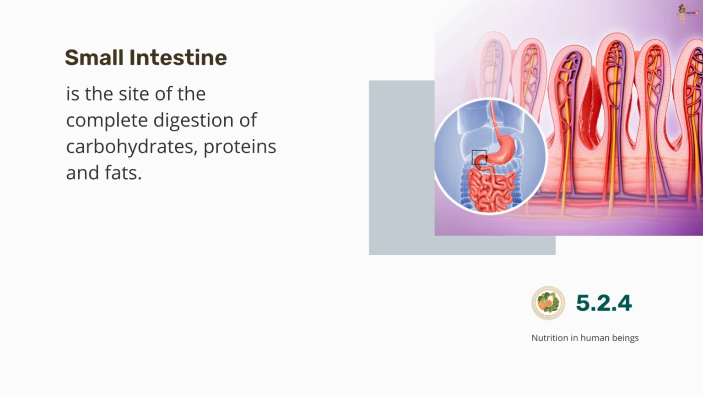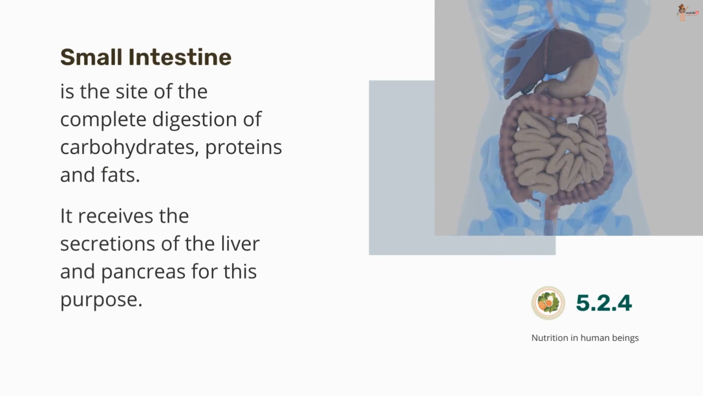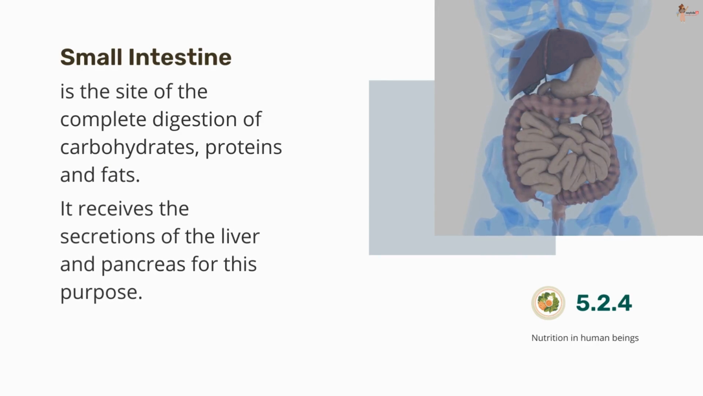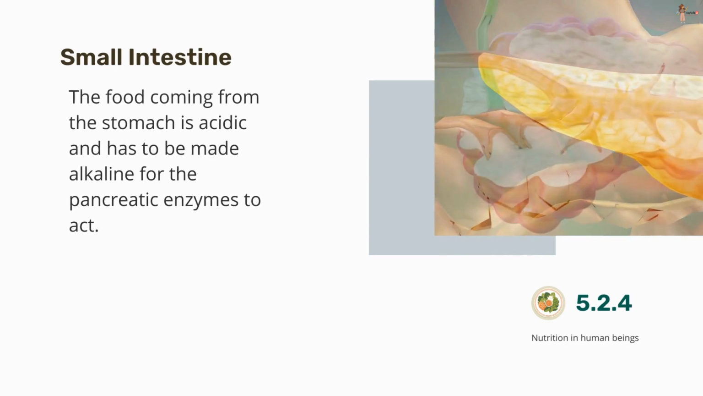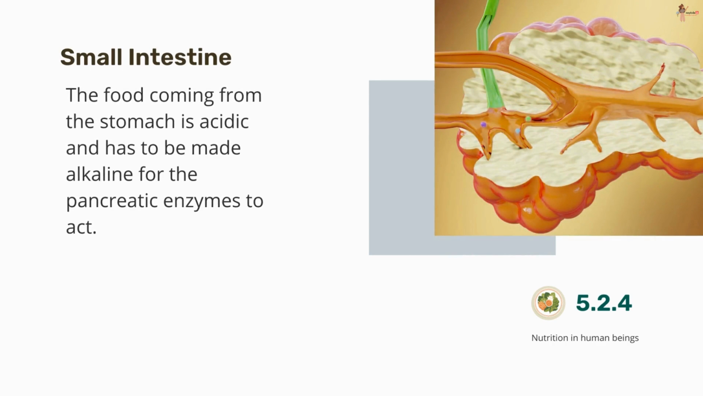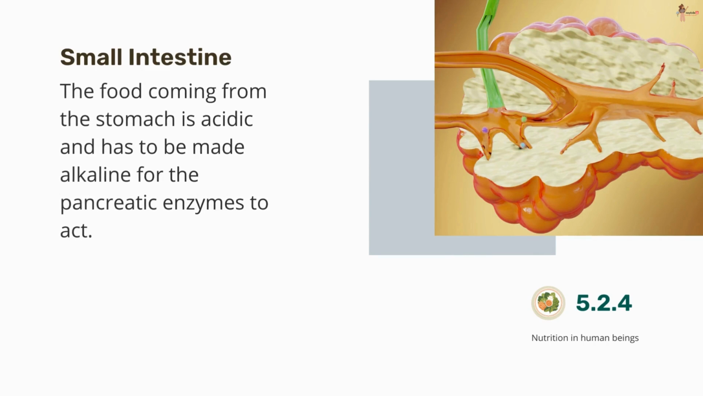The small intestine is the site of the complete digestion of carbohydrates, proteins, and fats. It receives the secretion of the liver and pancreas for this purpose. The food coming from the stomach is acidic and has to be made alkaline for the pancreatic enzymes to act.